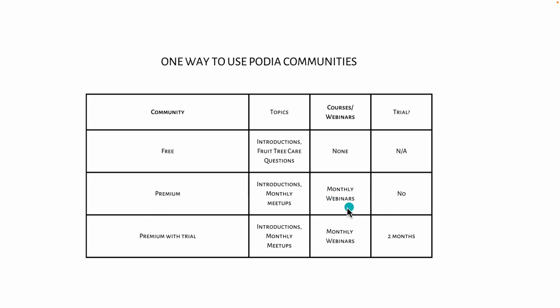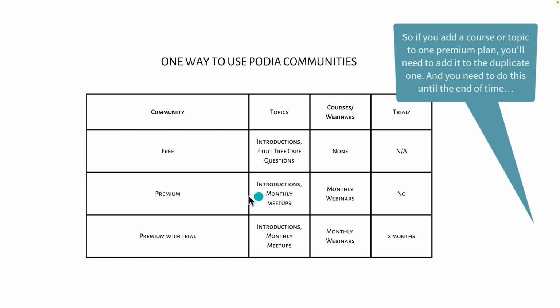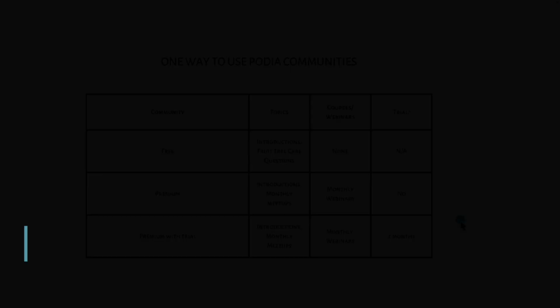The downside of this is you need to create 2 identical plans. And every time you add to one plan, you have to add to the other plan. These have to work in parallel, side by side. That's just the way it works right now with Podia.